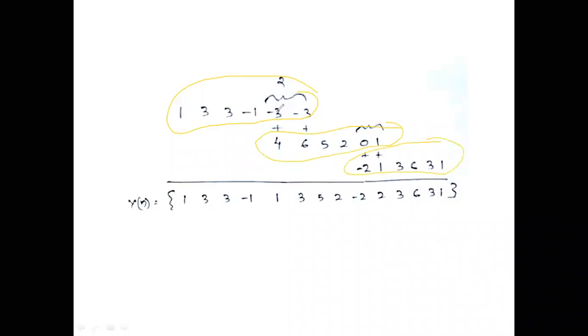And then the overlapped values are added. When you do that, we get our answer the same as that of linear convolution. So what did we do here? We overlapped and then we added.